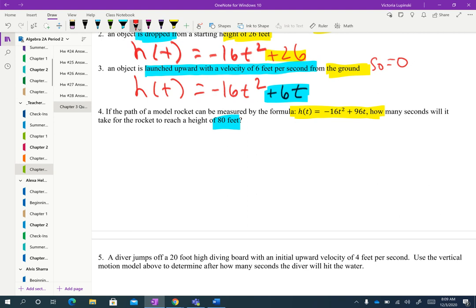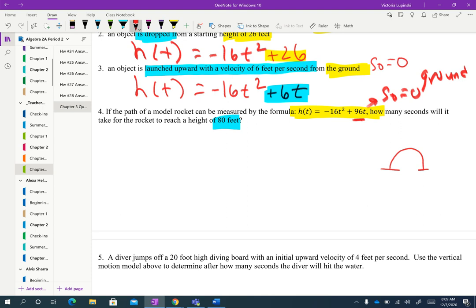The fact that it's a 96t is how you know that the initial velocity is 96 and it's being launched up. The fact that there is nothing in the back is how you know that the starting height is 0, which is how you know that this rocket is being launched from the ground. So think about the picture. Here's the ground. The launch is upward and then eventually comes back down to Earth. So you have a full parabola here. That's what you should be envisioning.